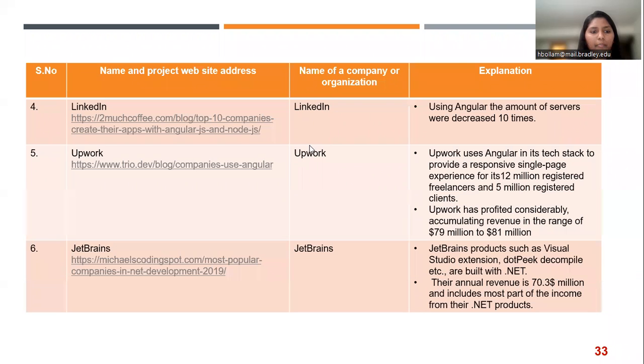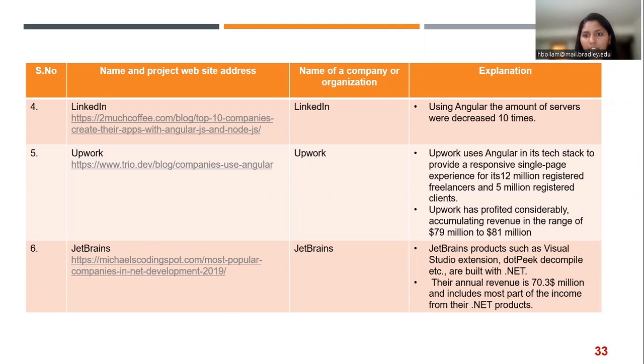And similarly, Upwork also developed a user-friendly website, which is used by around 17 million users, by using the Angular framework for the UI interface, and it achieved revenue of almost 80 billion. And JetBrains achieved profits of around $70 million annually from .NET framework products like the Visual Studio extension and dotPeek decompiler, etc.